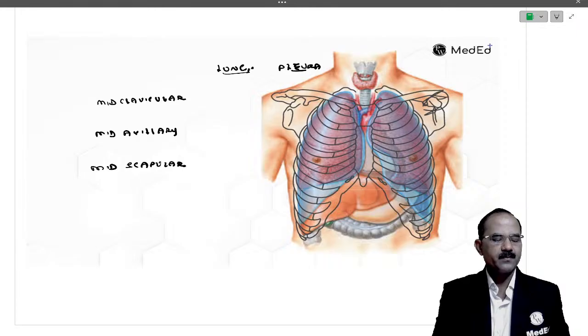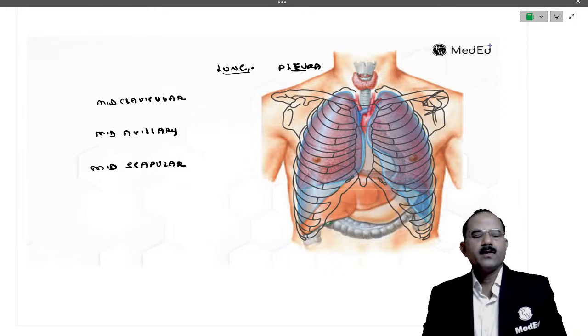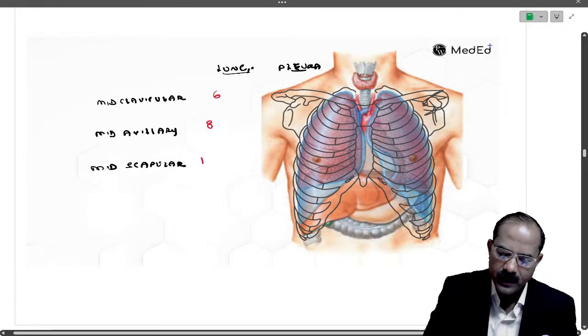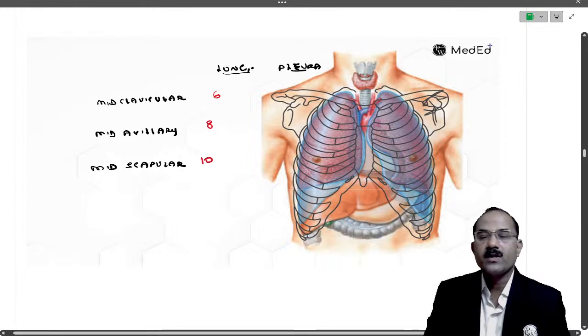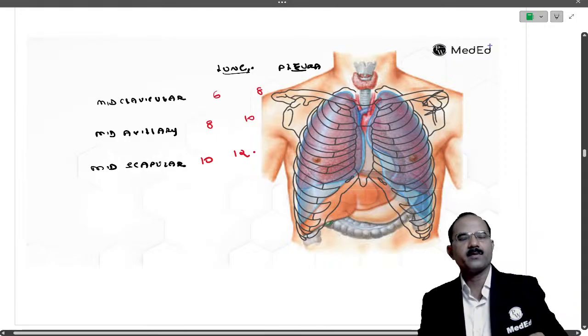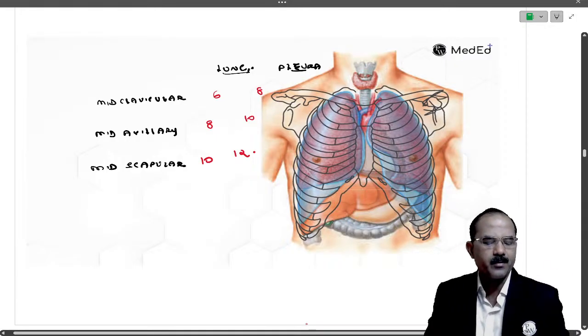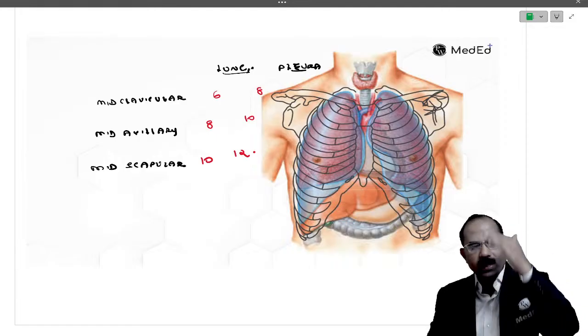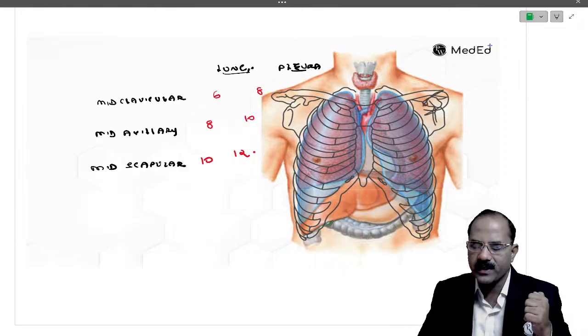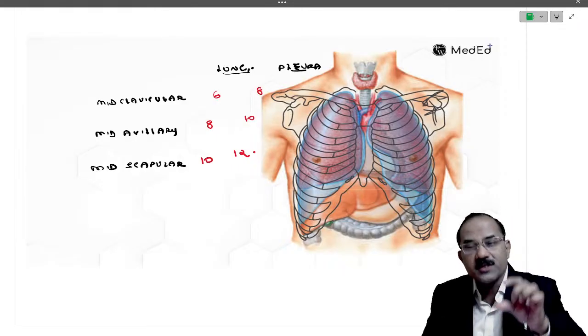Yes. What is the extent of lung? That is 6th rib, 8th rib, and 10th rib. 6th, 8th, and 10th. And what is the extent of pleura? That is 8, 10, and 12th rib, in the mid clavicular, mid axillary, and the mid scapular line. Right? So pleura is 2 ribs below it. Right? So because of this, spaces are formed.